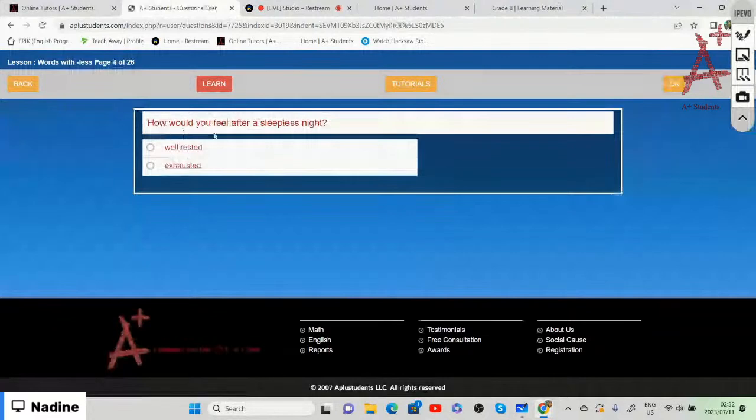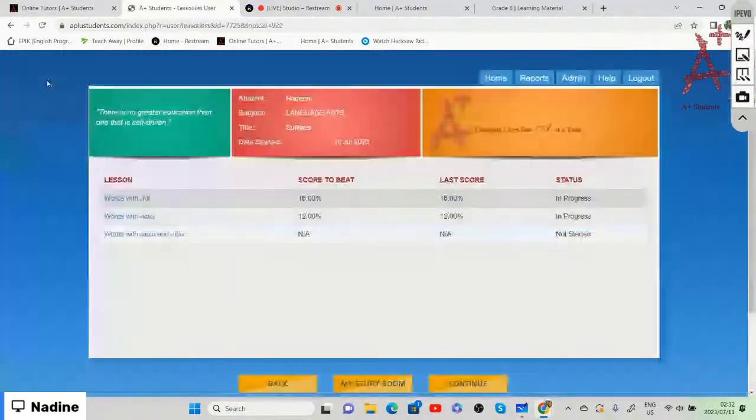So how would you feel after a sleepless night? So if you haven't been sleeping, right? How would you feel after a sleepless night? Would you feel well rested or would you feel exhausted? All right, so remember, after a sleepless night, it means that you did not have much sleep. So you would feel exhausted, tired. You need sleep. You want more sleep. All right, so that is words with less. And remember, we said less means without, right?